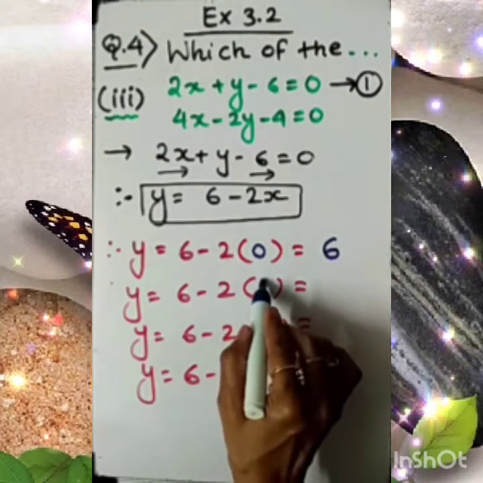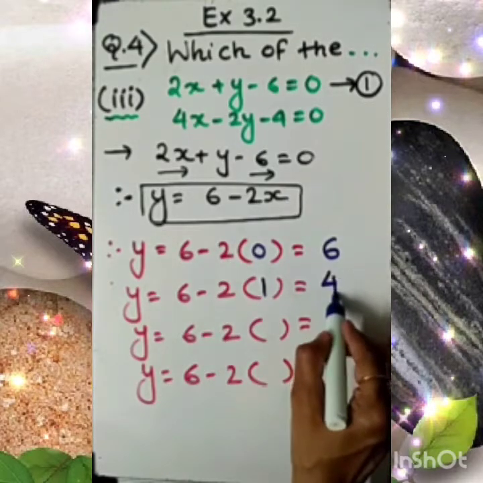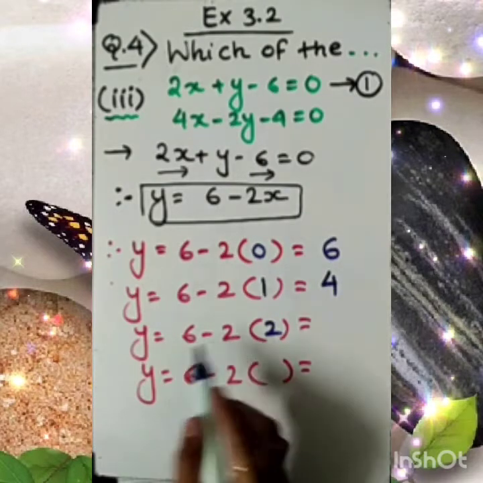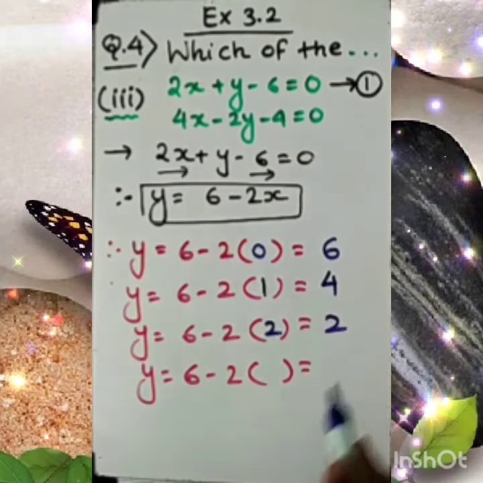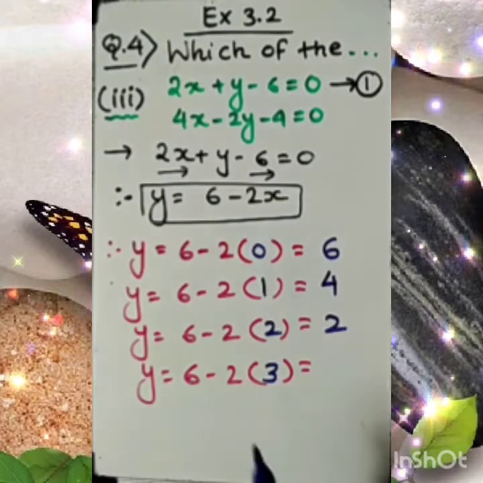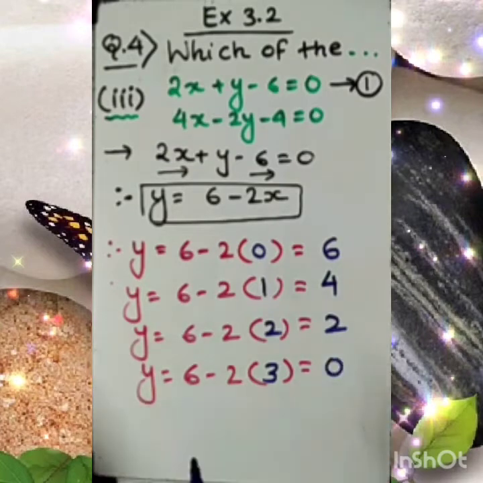Suppose I am choosing 1. 2 times 1 is 2, and 6 minus 2 is 4. Let me choose 2. 2 times 2 is 4, and 6 minus 4 is 2. And I also want to choose 3. So 3 times 2 is 6, and 6 minus 6 gives the result 0.